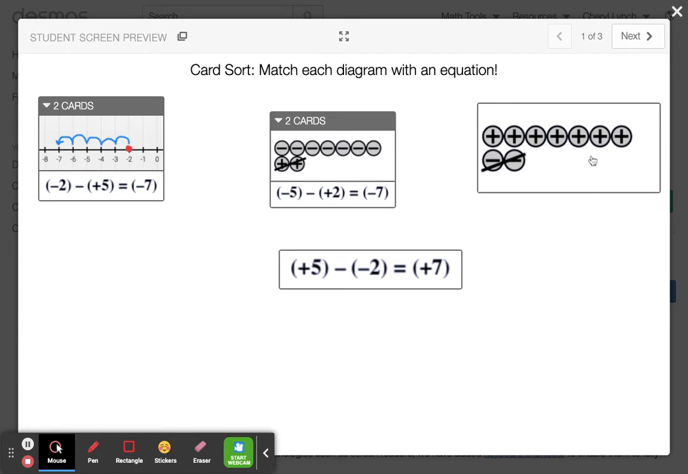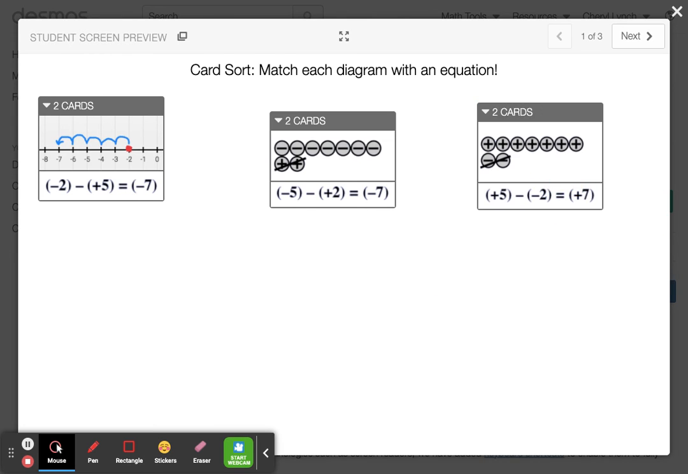Then this last one, we start with 1, 2, 3, 4, 5, 6, 7 positives, but we have 2 negatives. So these are going to equal 0. So really we're starting with 5 positives, the number +5. And then we're taking away 2 negatives. So when we take away a negative, it actually gets bigger to +7. So that equation goes there.